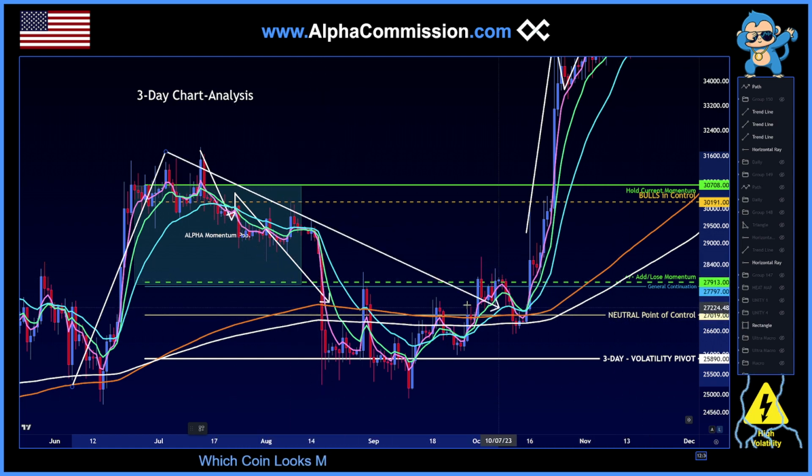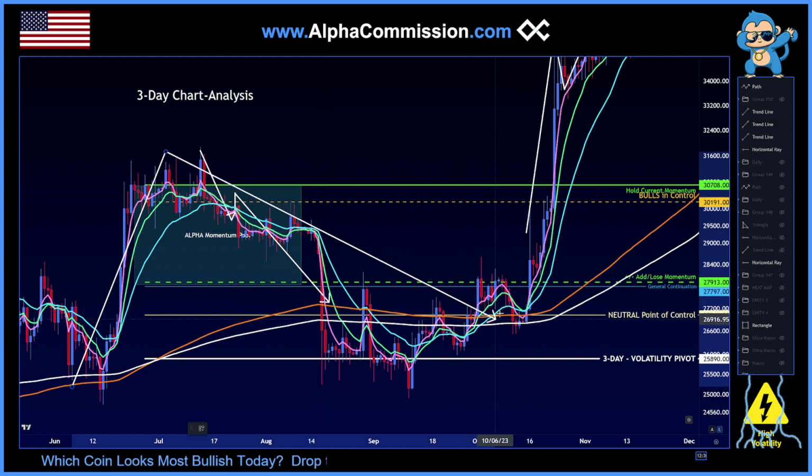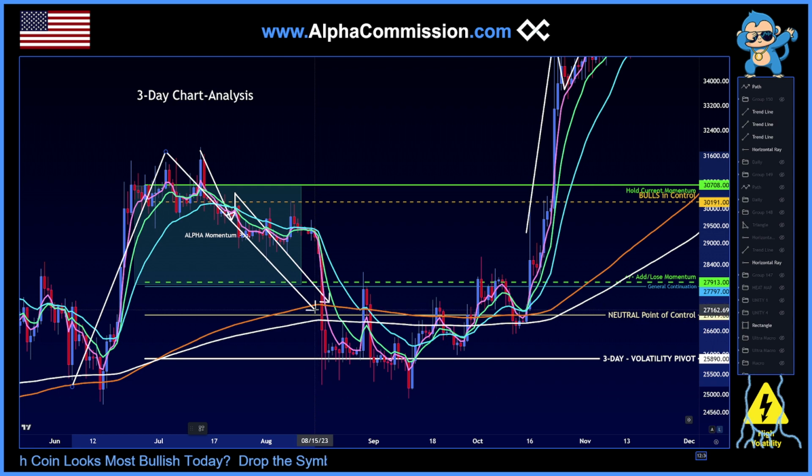I don't consider the neutral point of control to be a hard line. I consider it to be informational, but there's often wars around that area, so it is a good place if you wanted to use it as a take profit. But anyway, we cut through it like a hot knife through butter because it's not that significant, okay? And it just gives you an idea, okay, of the balance.